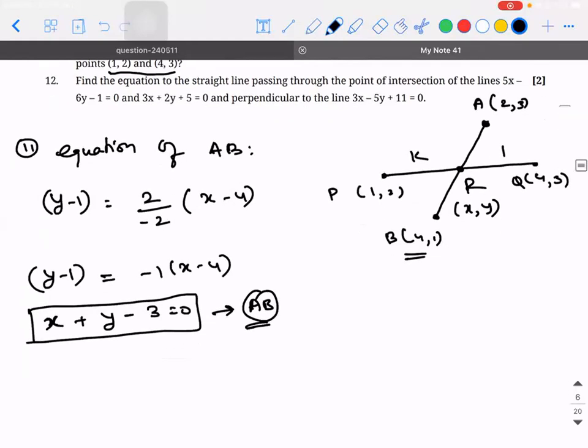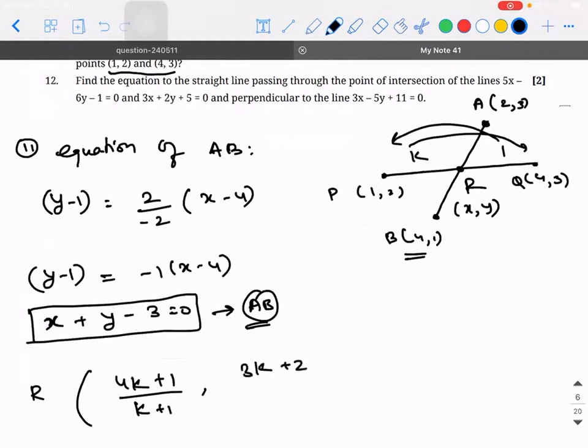So what is the point R? Using the section formula, R's x coordinate is (4k plus 1) divided by (k plus 1), that is, m into x2 plus n into x1 divided by m plus n. The y coordinate is (3k plus 2) divided by (k plus 1). So this is the point R. Is R lying on AB as well? R is common to PQ and AB, so substitute it in AB and you will get the value of k. Guys, did you understand the method? Yes, sir. So this is how you solve. The answer is 1 is to 1, which means it's a midpoint.